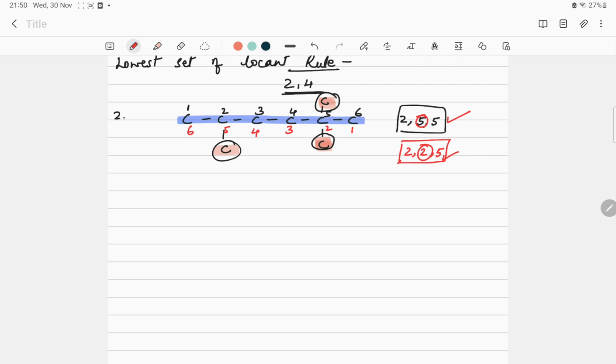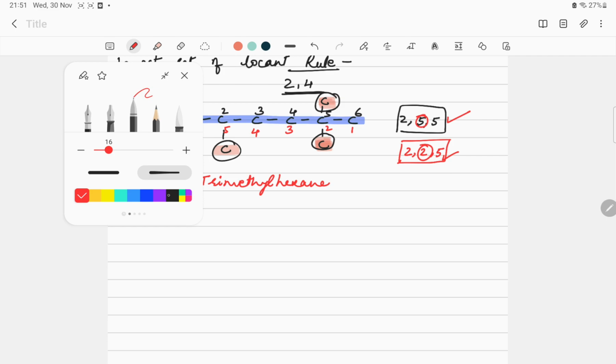So what is the name of the compound going to be? It is going to be 2, 2, 5. Methyl is there 3 times, that is why we use the numeral tri. So 2,2,5-trimethylhexane. So this is the IUPAC name of the compound.